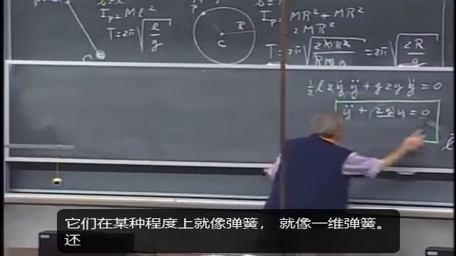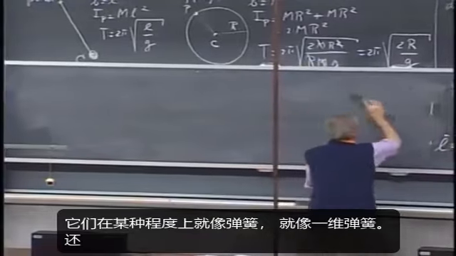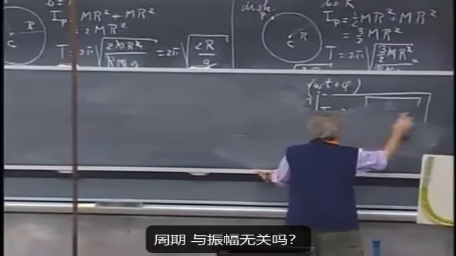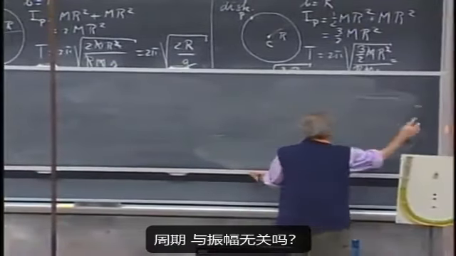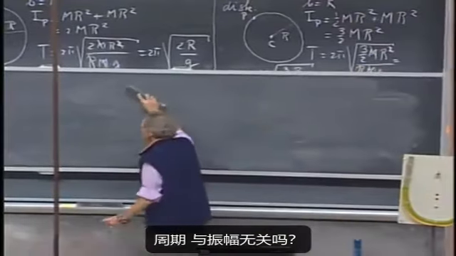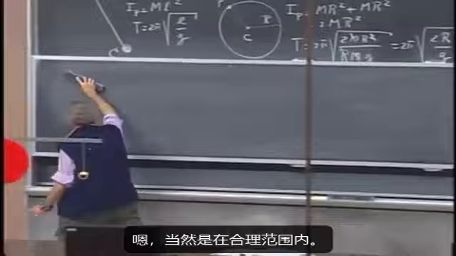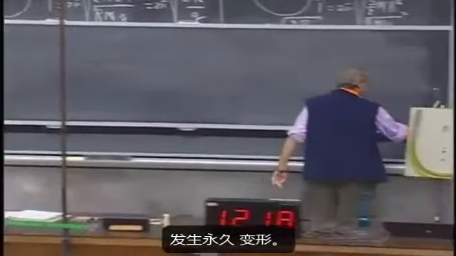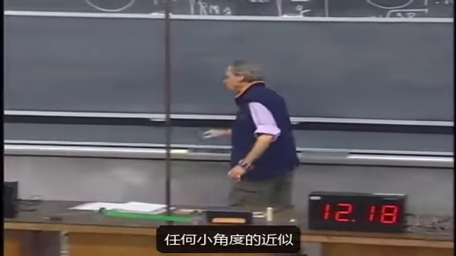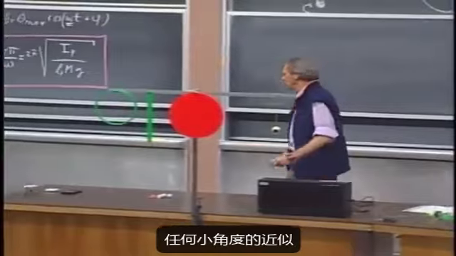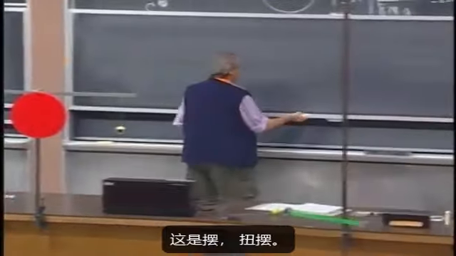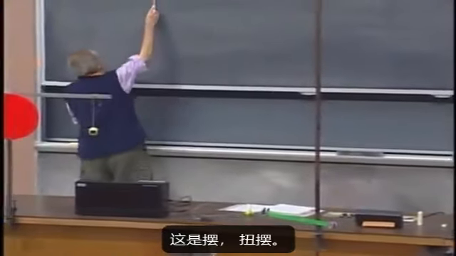They're in a way like a spring, like a one-dimensional spring. Remember the one-dimensional spring? That we had a period which was independent of the amplitude. Well, within reason, of course. If you make the amplitude too large, then you get permanent deformation of the spring. But we never had to make any small angle approximation with the spring as we had to do with the pendulum.